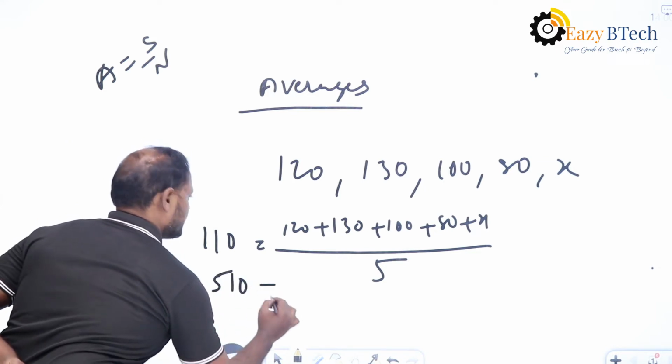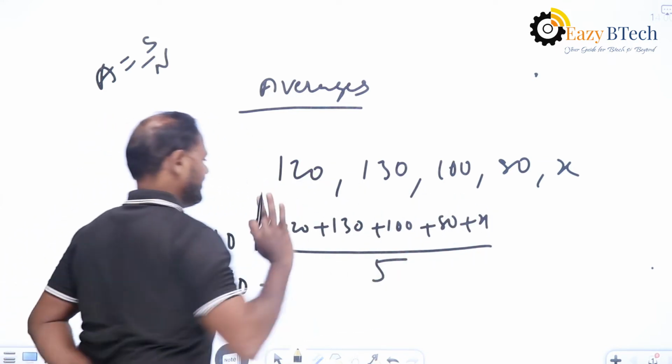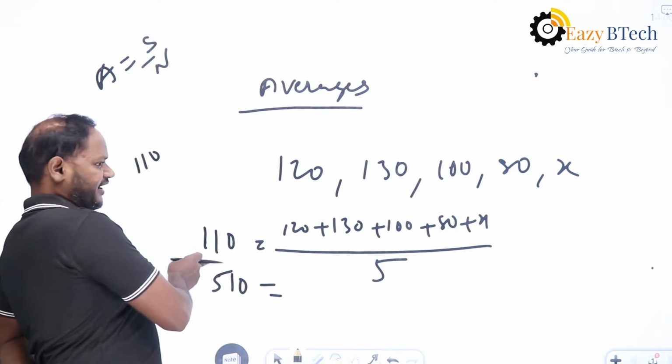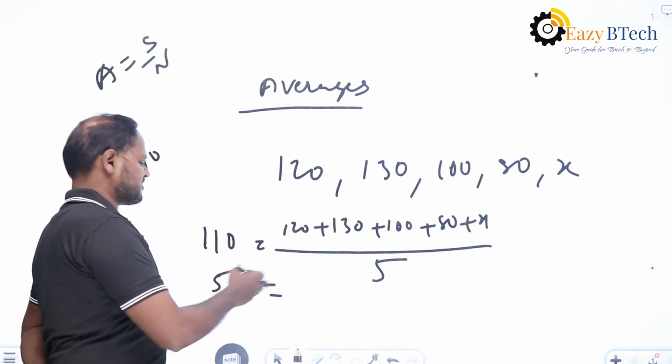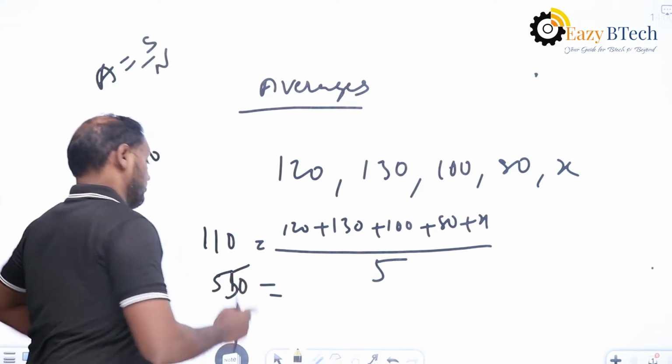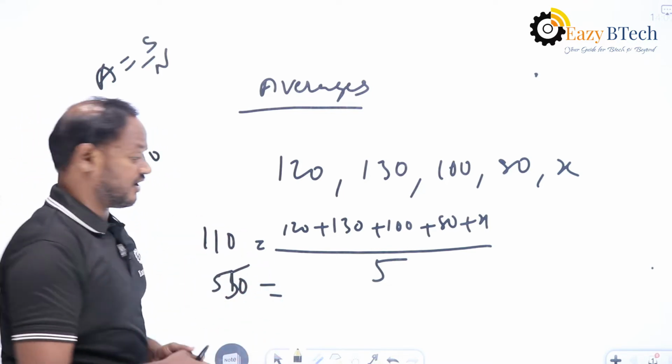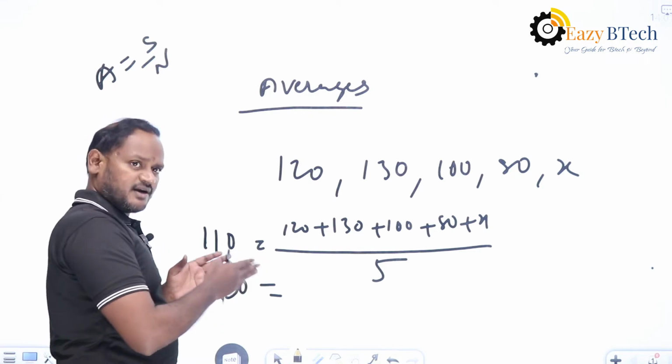550 is equal to, we need to add all the numbers and plus x will be there. So 5 should be multiplied to 110, right? Yes, we got 550 as answer. Right? 500 plus 50 will be there. 550 is the answer. Okay, not answer, the temporary value.